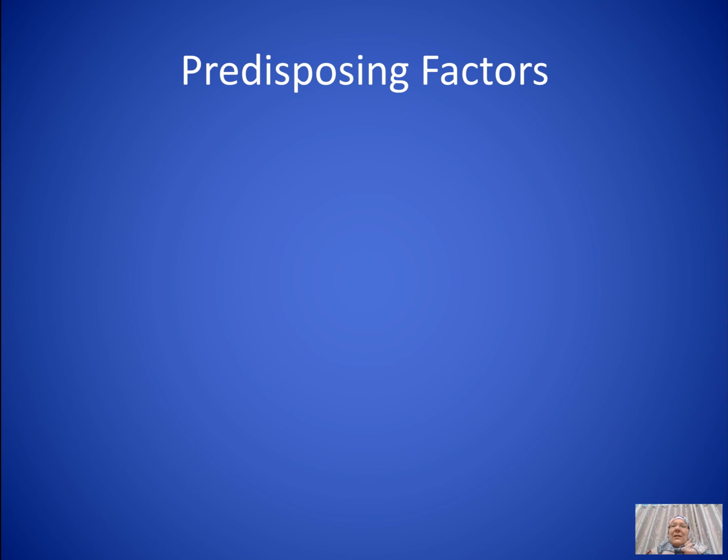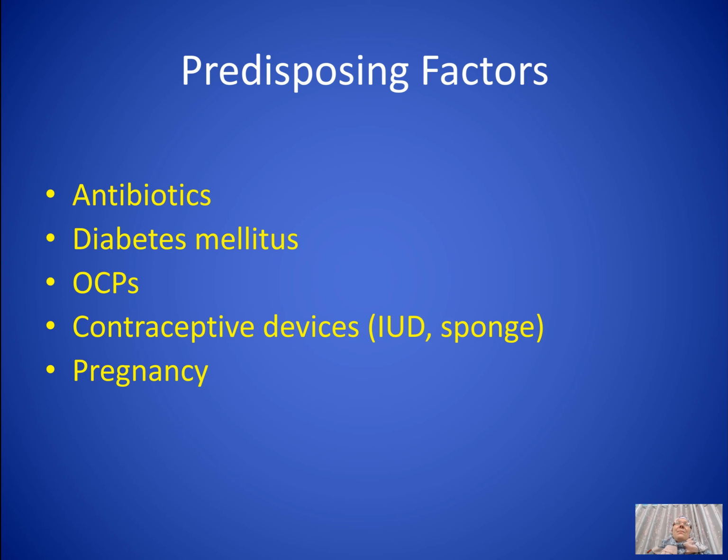What are the predisposing factors for vulvovaginal candidiasis? So the predisposing factors are antibiotics, taking antibiotics, diabetes mellitus. So women who suffer from diabetes mellitus are very prone to vulvovaginal candidiasis. Some women who take oral contraceptive pills have been reported to be more likely to have this problem. Contraceptive devices can sometimes be associated with it, although I have to say for these 2 points, these are controversial and the evidence is not that clear. But pregnancy is definitely another association. So women in pregnancy are more prone to candida infections than outside of pregnancy.